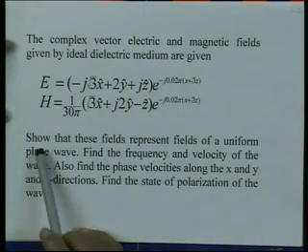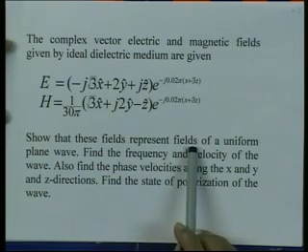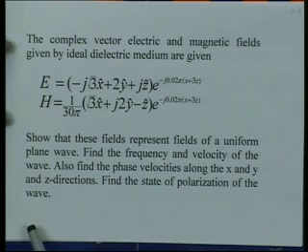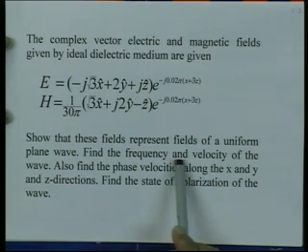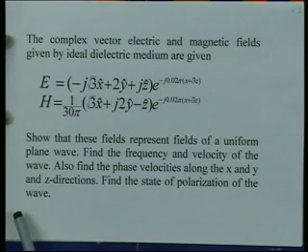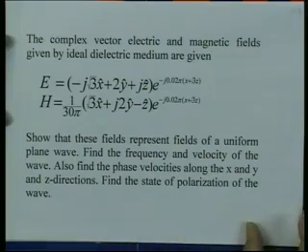What is asked is: show that these fields represent the fields of a uniform plane wave. Also, we have to find the frequency and the velocity of the wave. Also find the phase velocities along the x, y and z directions. Also find the state of polarization of this wave.